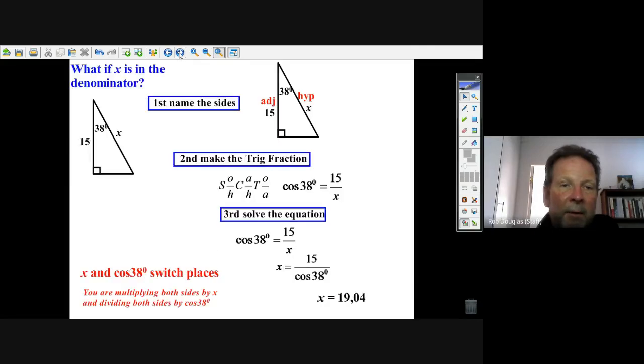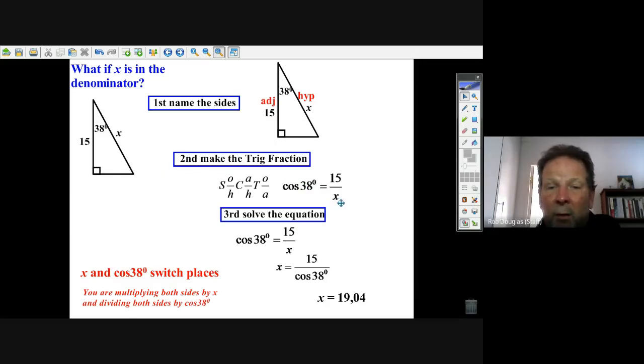Maybe I have another question here. What if it works out a little bit different? Let's try this question. We've got the cosine of 38 degrees, but this time the hypotenuse is x and the adjacent side is 15. So we make the fraction. It's still adjacent and hypotenuse, it's cosine, but this time adjacent over hypotenuse is 15 over x. Well, now we've got to solve this equation.